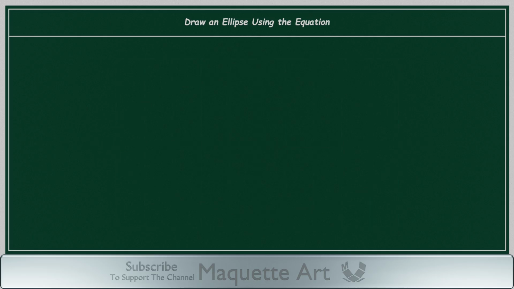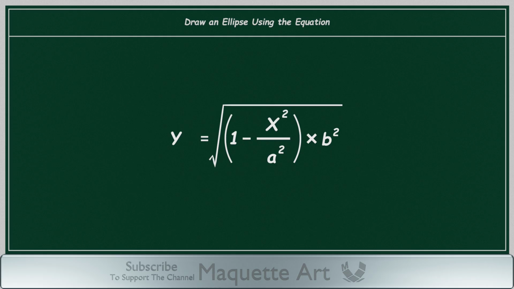The equation of an ellipse centered at the origin point is x squared divided by a squared plus y squared divided by b squared equal 1, where a is half the length of the major axis, and b is half the length of the minor axis. Now let's isolate y to create a formula we can easily use. So this is the final equation that we are going to use.